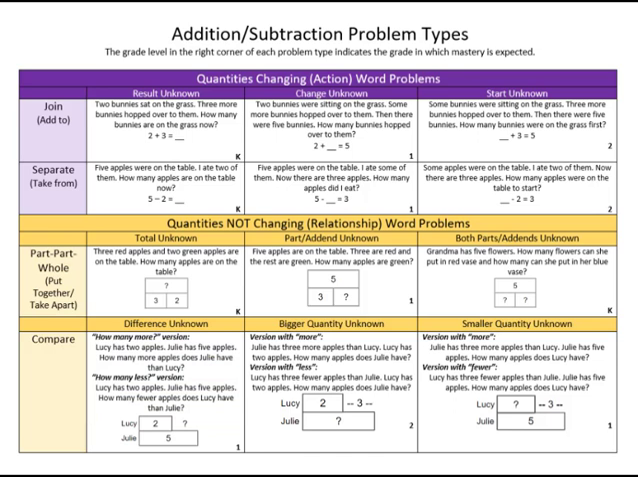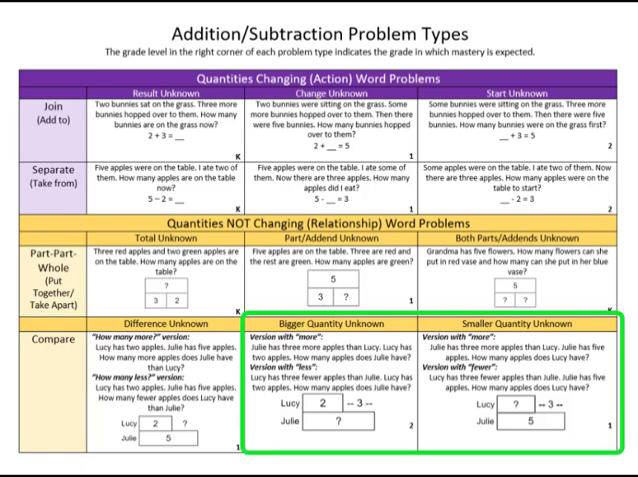Let's look at these last 2 comparison problem types, bigger quantity unknown and smaller quantity unknown. These problem types align perfectly with the bar model. If you look at the bar model in this problem, the bigger quantity unknown, you'll notice that it's the bigger bar that we don't know yet. In the smaller quantity unknown, it's the smaller bar that we don't know yet.